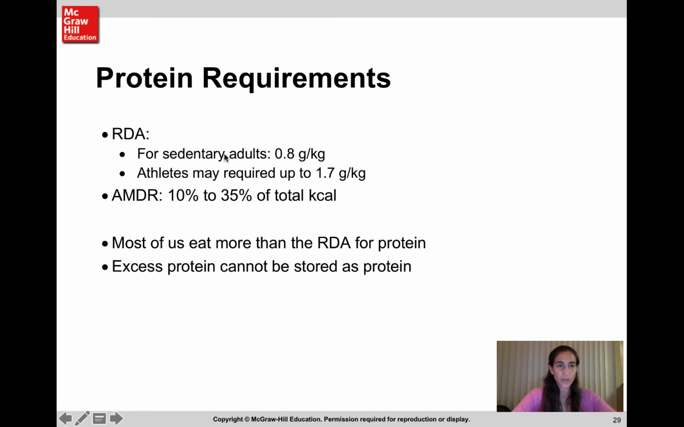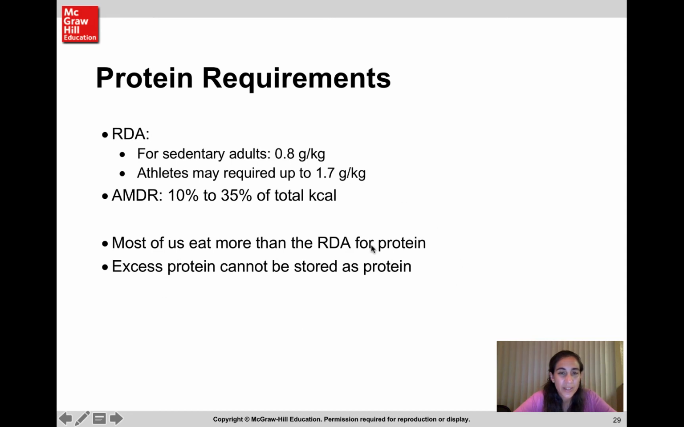We can see our protein requirements. Our recommended dietary allowance for adults is 0.8 grams of protein per kilogram of body weight. So to identify or calculate an individual's protein need, you'll need to know their kilograms in body weight. Athletes, however, may be required to consume up to 1.7 grams per kilogram. The acceptable macronutrient distribution range is between 10% to 35% of total calories.